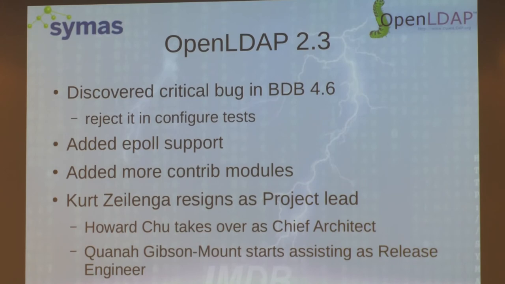So up until this point, I think we had tested on the order of 6,428 connections per server. And with the Google work, we had tested up to 4,000, 8,000 connections per server. So that was some significant stuff that Google contributed to. Also during this time frame, Kurt Zeilenga stepped down from the project, and I took over as the project lead.